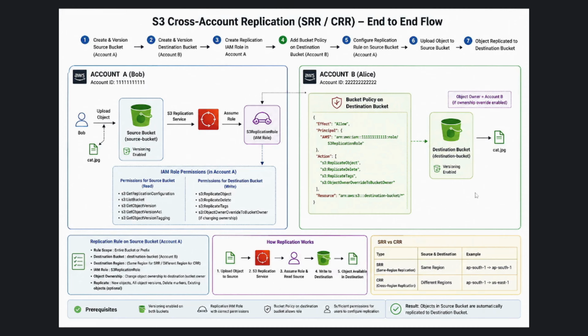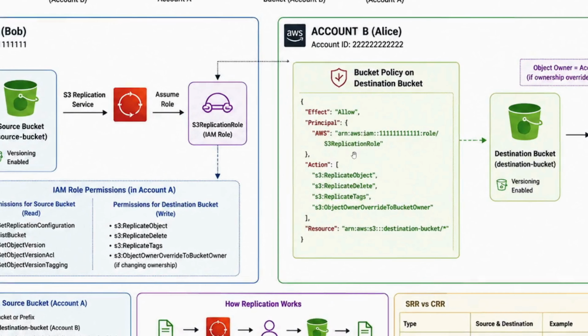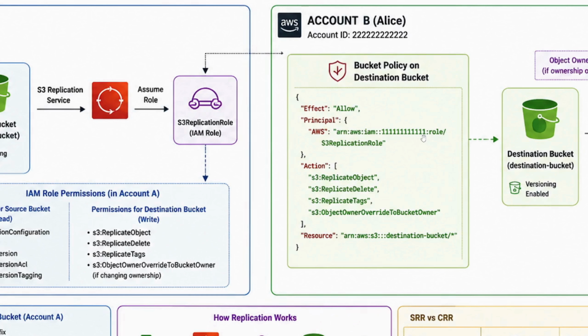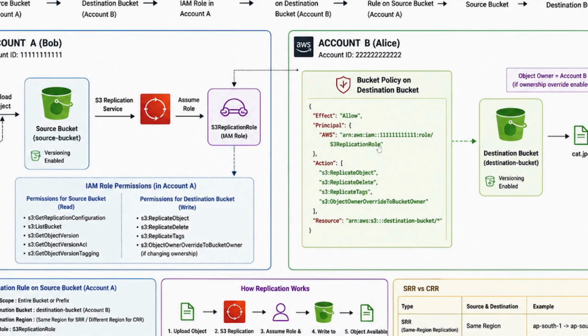And then a very important point is this bucket policy in the destination part. The destination bucket policy in the destination bucket in account B. So here you can see that, like I told you, the principal will be your role. Just keep that in mind. This role that you can see, the S3 replication role, will be the principal. And then you will have the action, and obviously the resource would be the destination bucket. So we are giving access to this role. Just keep that in mind.